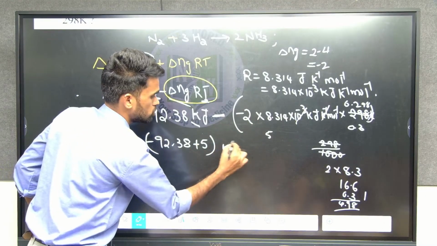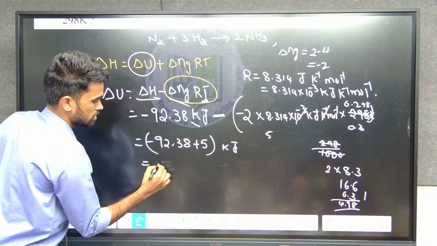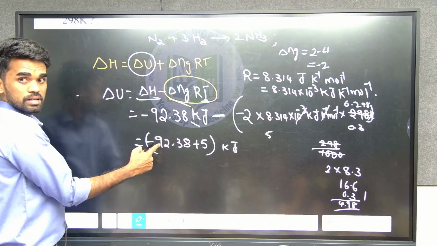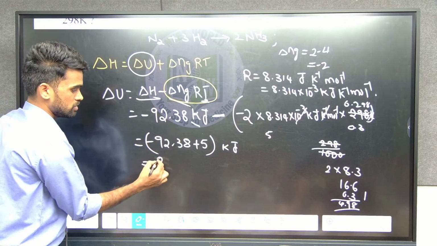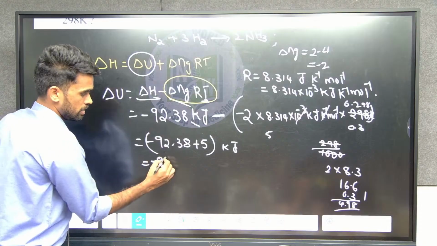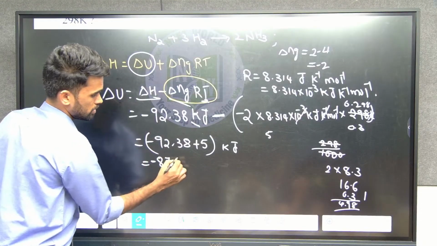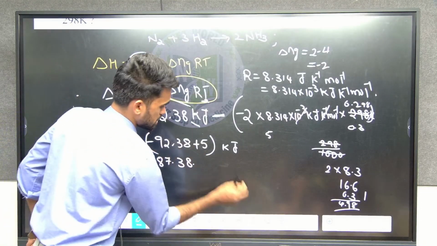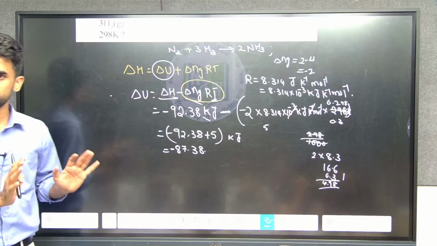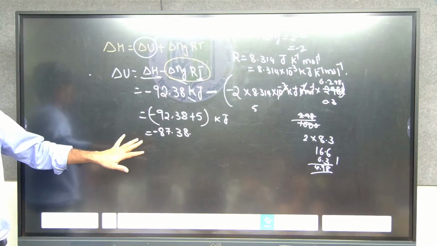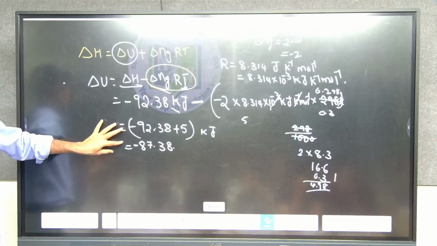Units are kilojoules. So what is the final answer? 92 minus 5? 87. So what is the symbol here we have? Minus 87.38. So just check the options. No options? Yeah, but you got the answer now, how to calculate and all. Is this clear or not?